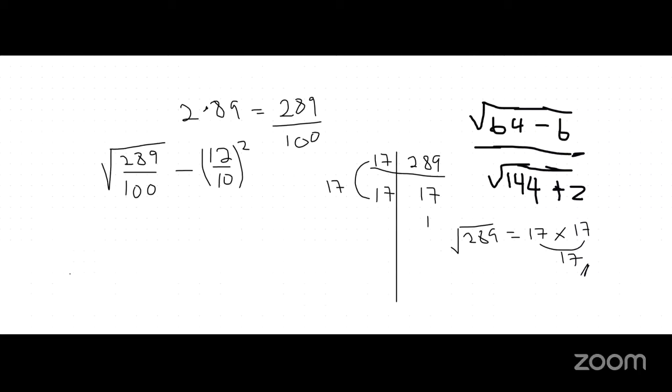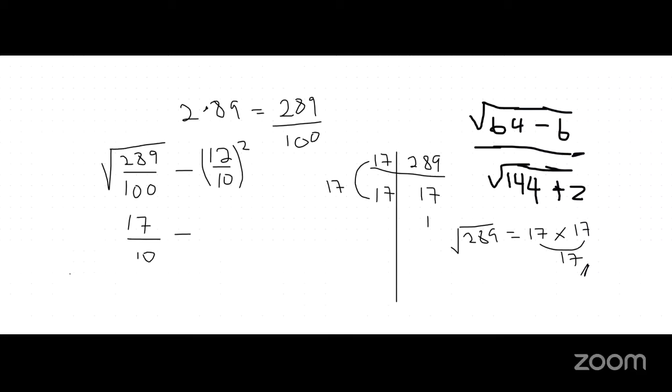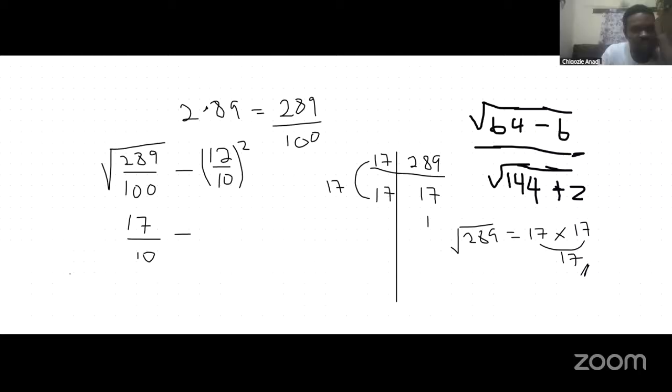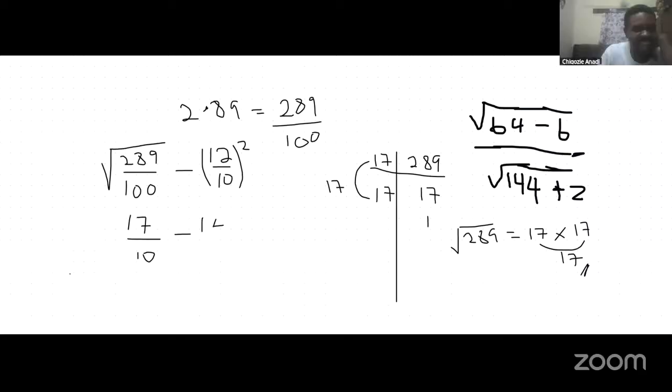Now the square root of 289 gives us 17. What's the square root of 100? 10, very good. Minus, what is 12 square? Remember, 12 square means 12 times 12. That gives us 144. All over, what is 10 square? 100, very good.